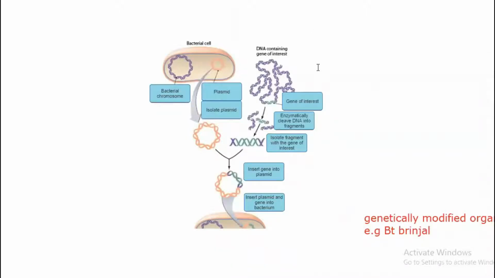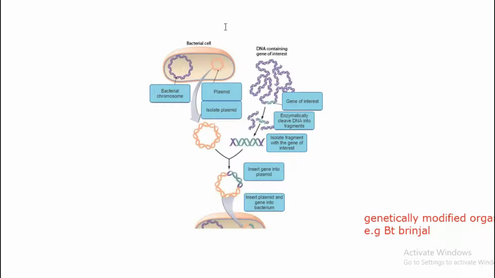Yes, the important steps in order to create a genetically modified organism include isolation of the DNA, insertion of this desired DNA in the plasmid vector, that is known as the recombinant DNA. Then again it is inserted into a host organism. It includes many steps. Then can you give one example for a genetically modified organism? Yes, that is Bt brinjal.